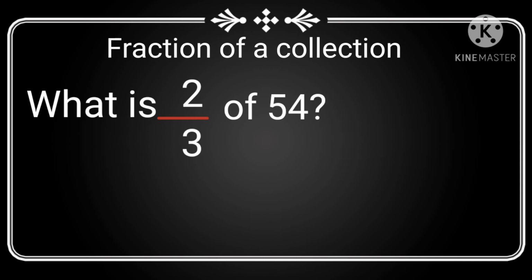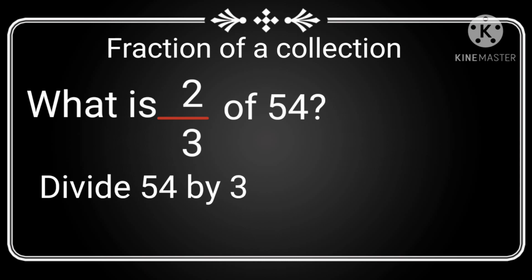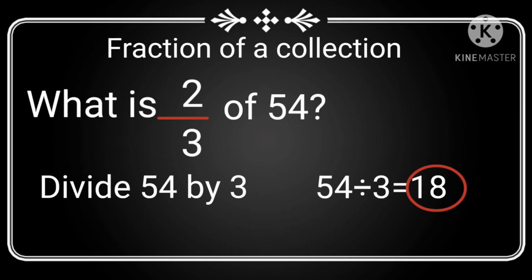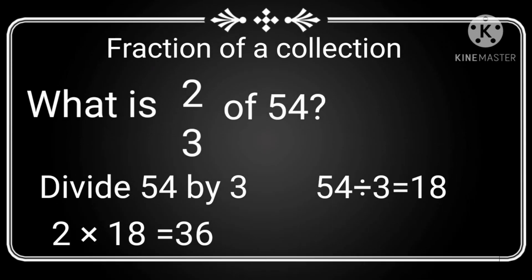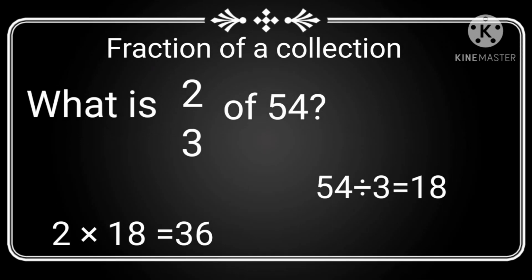Let us find the fraction of a collection. What is 2 by 3rd of 54? To find the answer, let us divide 54 by 3. 54 by 3 is equal to 18. Now multiply the numerator 2 with the answer. So 2 into 18 is equal to 36. So the fraction of the collection is equal to 36.